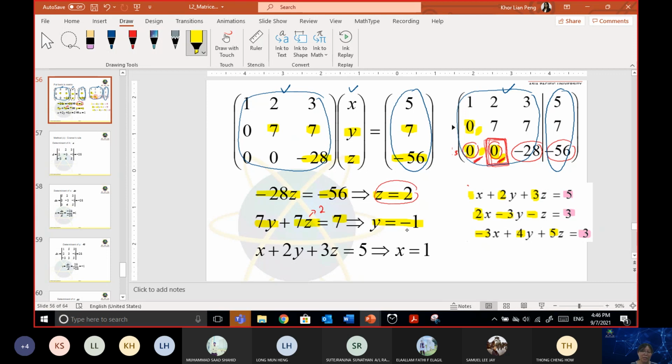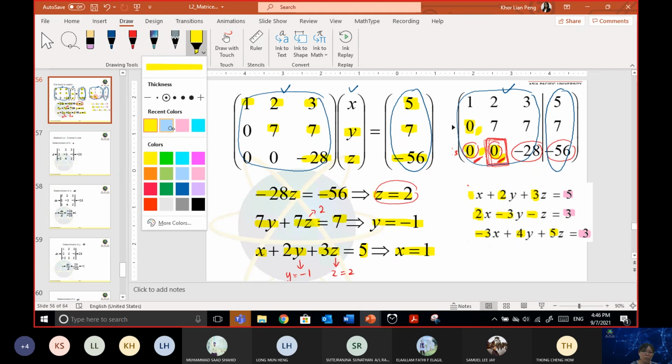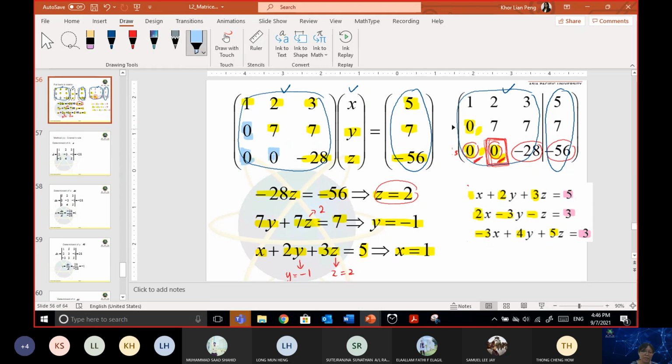Okay, after we get z and y, then we will proceed to the first row. In the first row, we have 1, 2, 3, which is 1x, 2y, 3z, and equals 5. From earlier, we managed to get z as 2 and y as negative 1. Then we can solve for x, which is equal to 1.